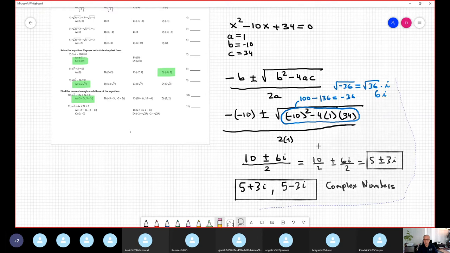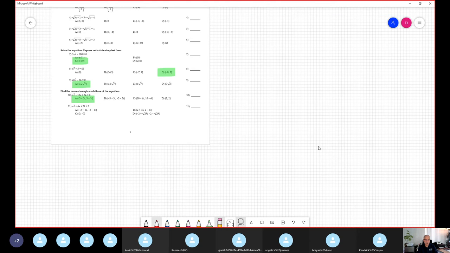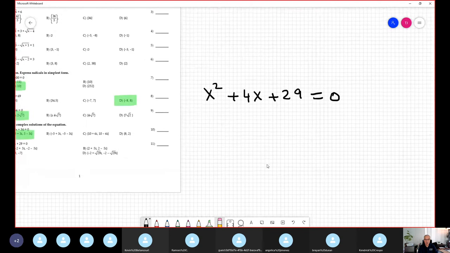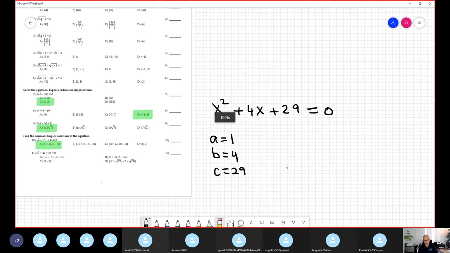Okay, let's move on to the next example. Next example is similar. Look, it's x squared plus 4x plus 29 equals 0. Is it a quadratic equation? Of course. This already is present in standard form. Nice, I like that. And you perfectly identify who is A, B, C. A is 1, B is 4, and C is 29. Now, see, I make a decision for solving.